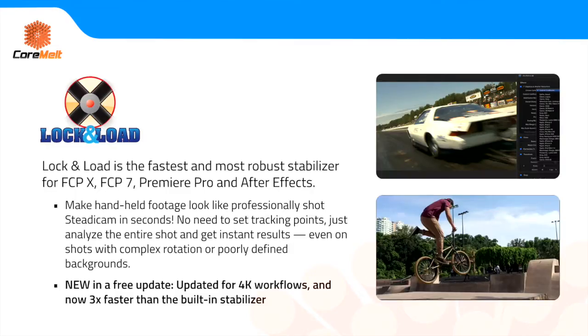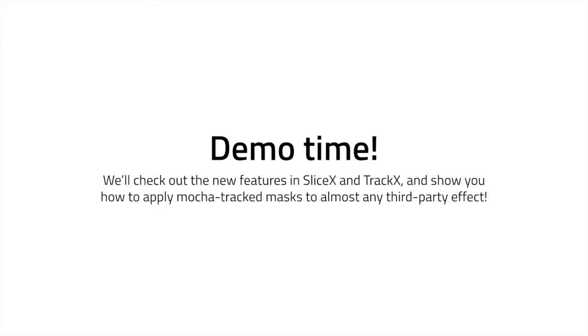Okay, and I'm also going to show you Lock and Load. Lock and Load's been around for a while, even back in Final Cut 7, and look, it even works on the dark side in Premiere, but it's better than SmoothCam and Warp Stabilizer, and it's faster. So I'll show you that. I've got a few nice demos. All right, let's look at some demos.